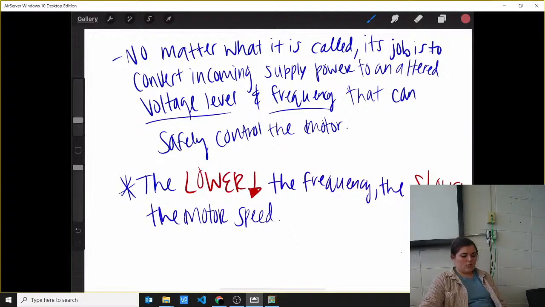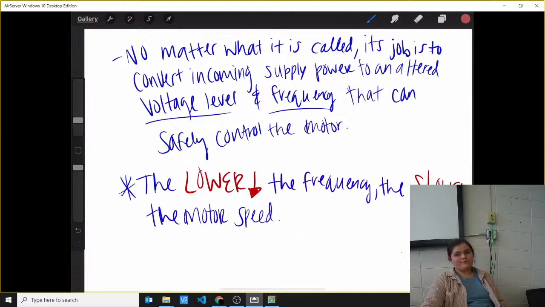So what are the 3 main sections of an AC motor drive that we talked about? We said converter, inverter, and the DC bus, right? So that's the 3 main sections of an AC motor drive: converter, DC bus, and inverter. And do we remember what the converter does? It converts AC to DC. It's an electronic device that changes AC voltage into DC voltage.